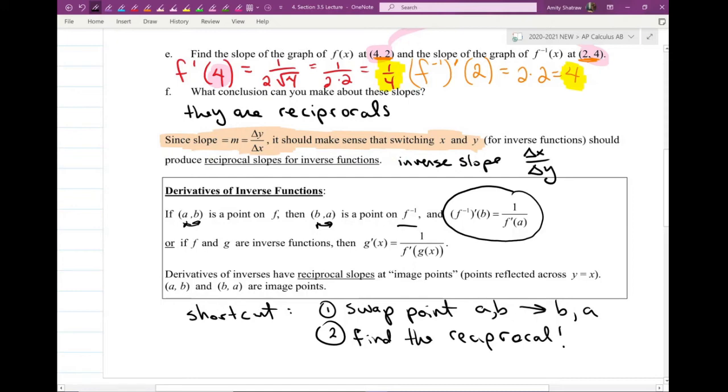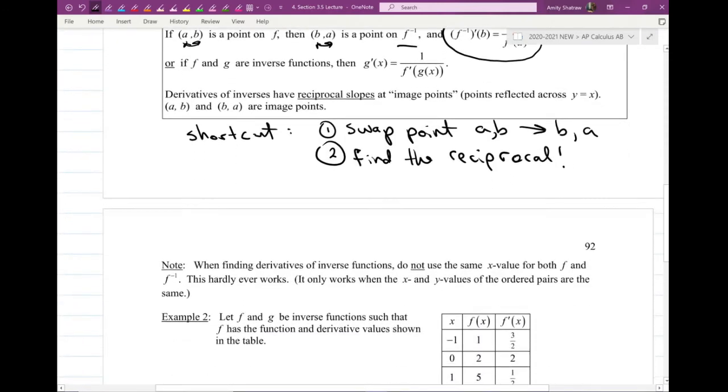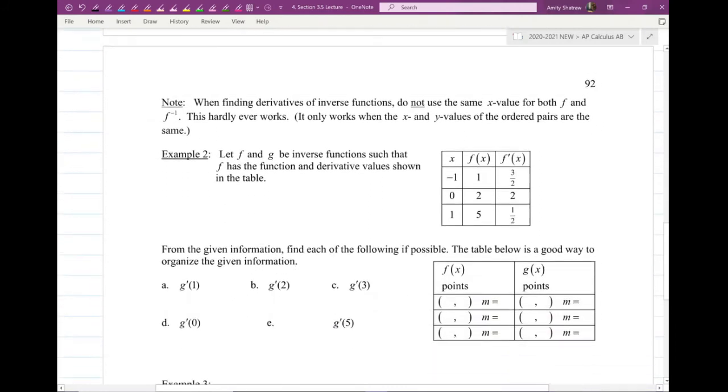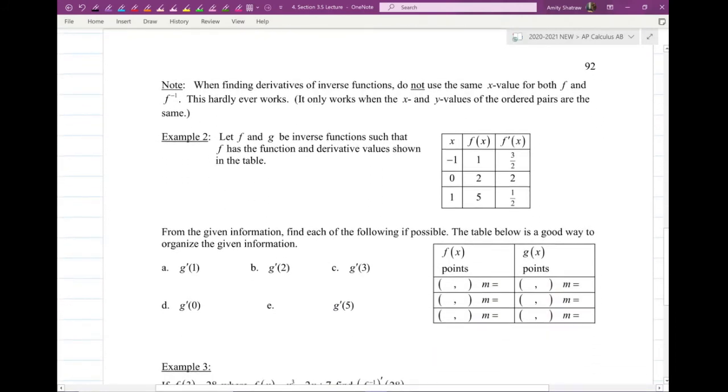Okay, now let's see what we get into here as far as more difficult levels of this, because we won't always know what the original function is, okay? And it says, note, when finding derivatives of inverse functions, do not use the same x value for both the function and its inverse. This hardly ever works. It only works if the x and y values of the ordered pairs were the same. So if I was looking at that point 1, 1, remember in the graph above, well, then if I flip that 1, 1, then yes, I will find the same slope, but that's only because that already happened to exist on that line, y equals x anyways.